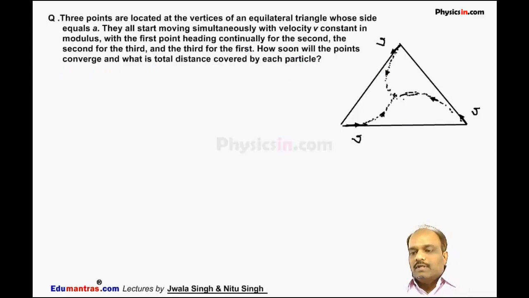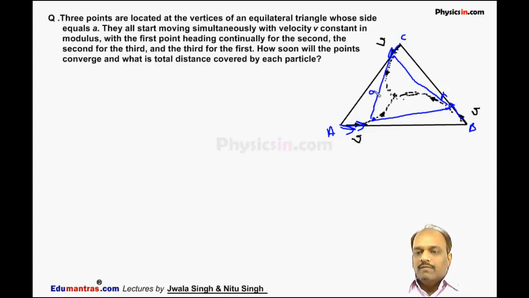Now in this question we can solve it like this. Suppose this particle A, this particle B and this particle C start moving: C starts moving towards A, A starts moving towards B and B starts moving towards C. Now after some time this particle A is here, the particle B is here, the particle C is here and so on. So the length of the side of this triangle will go on decreasing. So this distance will go on decreasing. Let this distance be L. Initially it is a. So we can say the velocity of approach is equal to minus ds by dt.